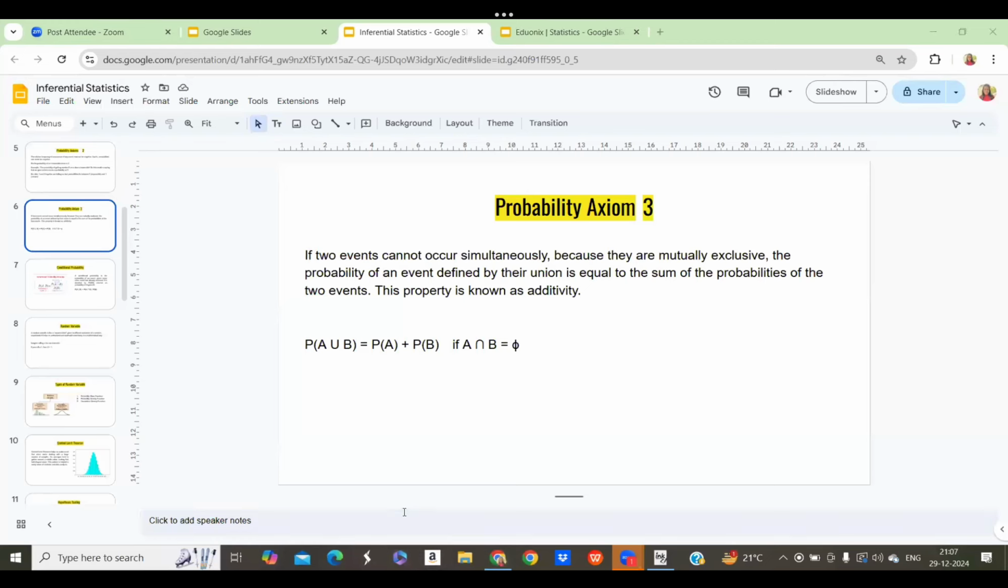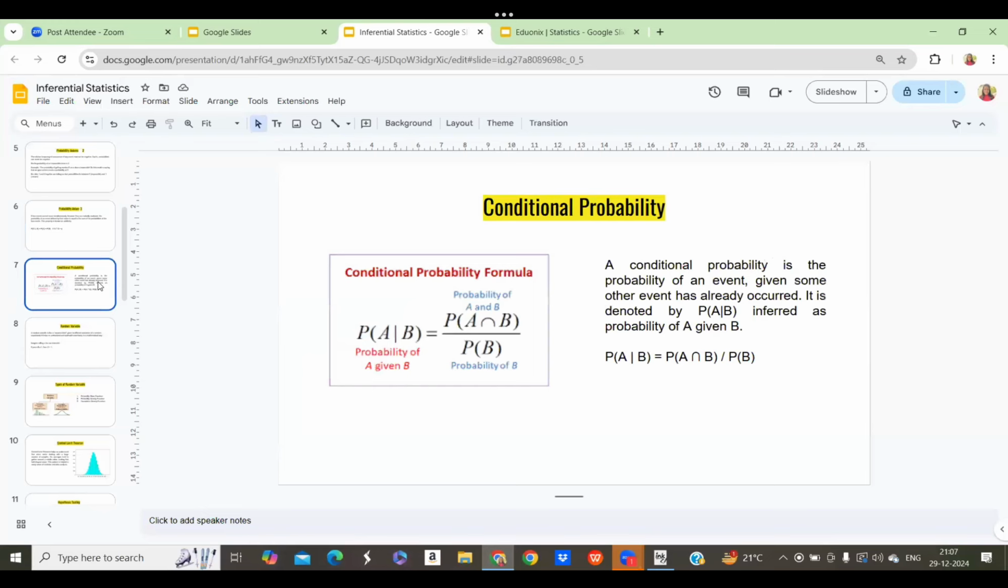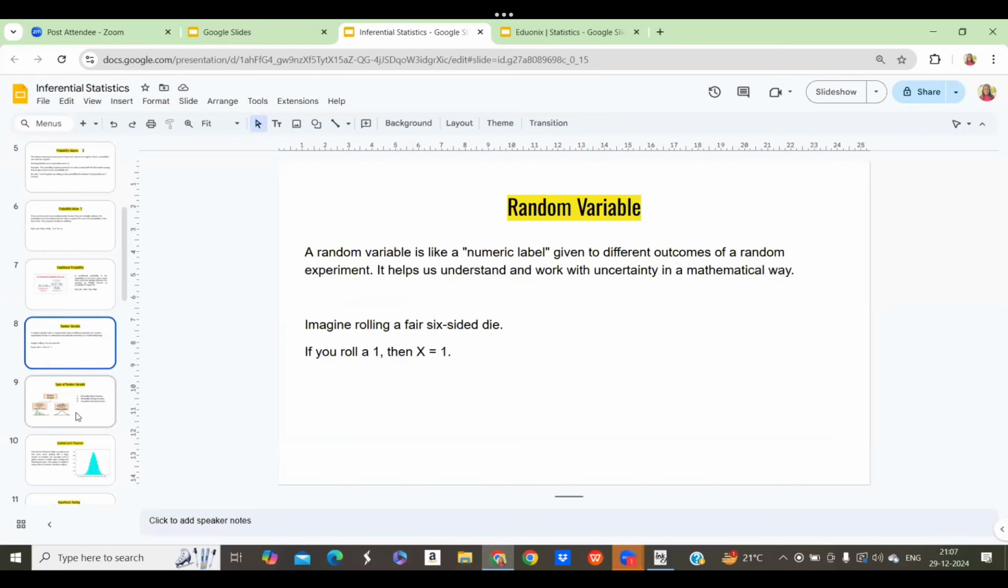Good. Okay. Next is conditional probability, but we'll explain you the whole thing. Okay, here the formula is very important.